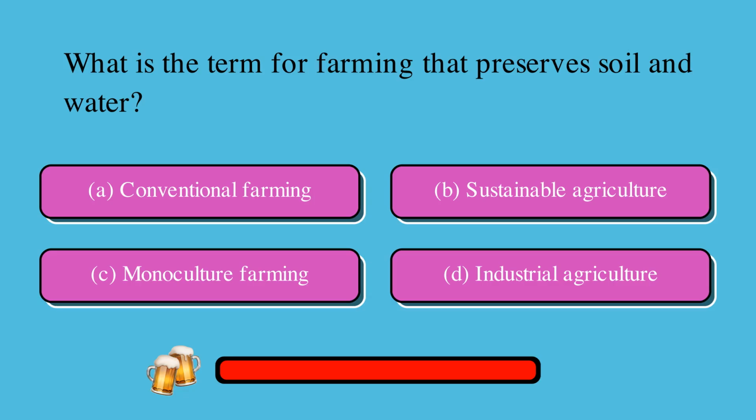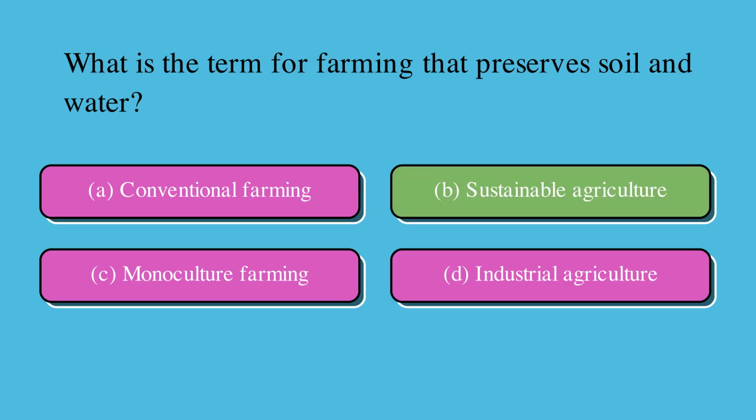What is the term for farming that preserves soil and water? Is it A, conventional farming, B, sustainable agriculture, C, monoculture farming, or D, industrial agriculture? The correct answer is B, sustainable agriculture.